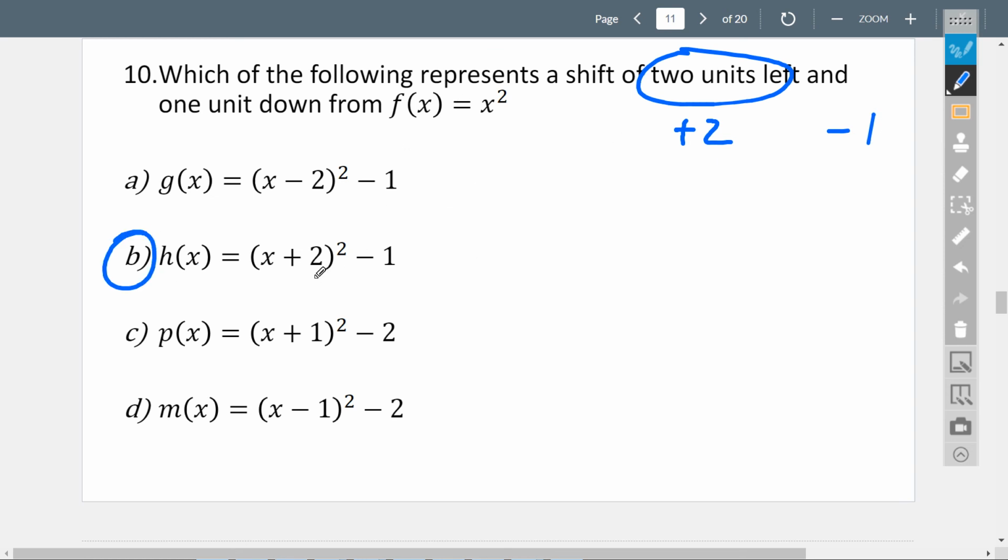So we're looking at B here because it's got the +2, that's a shift left 2, and -1 on the outside, that's a shift down 1.